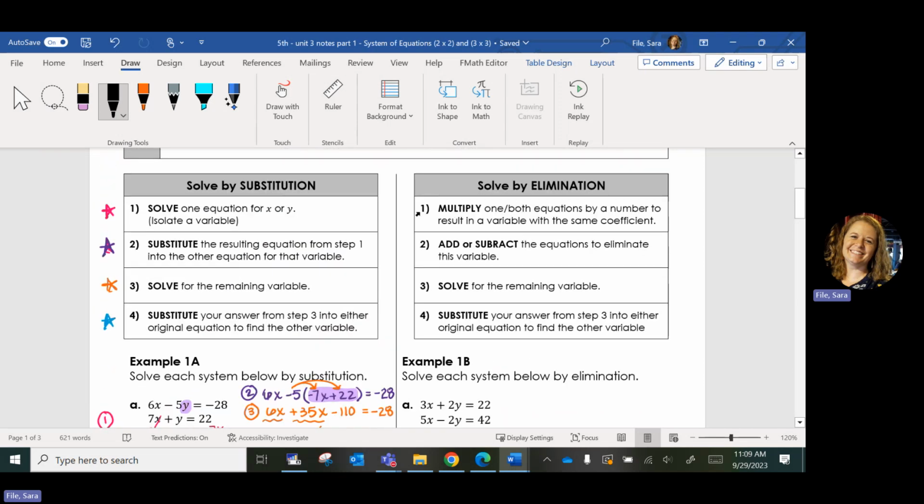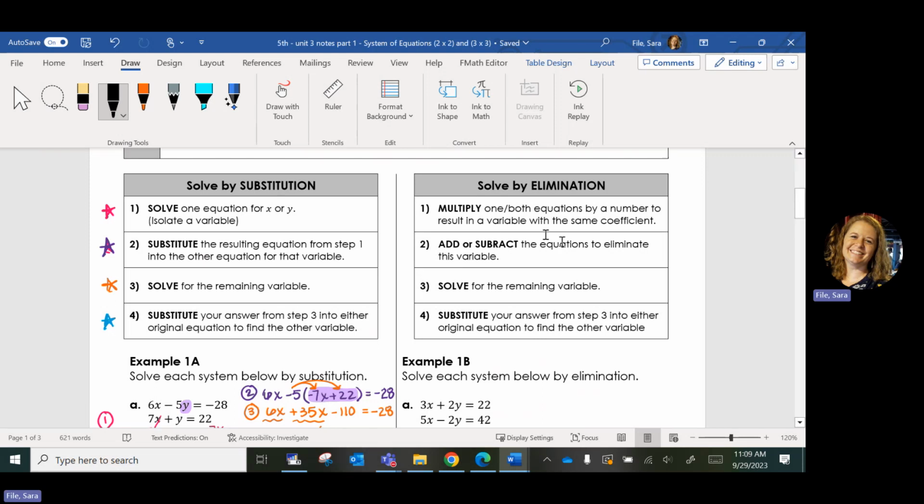All right, so elimination, here are your steps. It says multiply both or one equations by a number to result in a variable with the same coefficient. Add or subtract the equations to eliminate this variable. Solve for the remaining variable. And then do that last step. Step 4 is the same. You're going to substitute it back into one of the original equations to find the other variable.